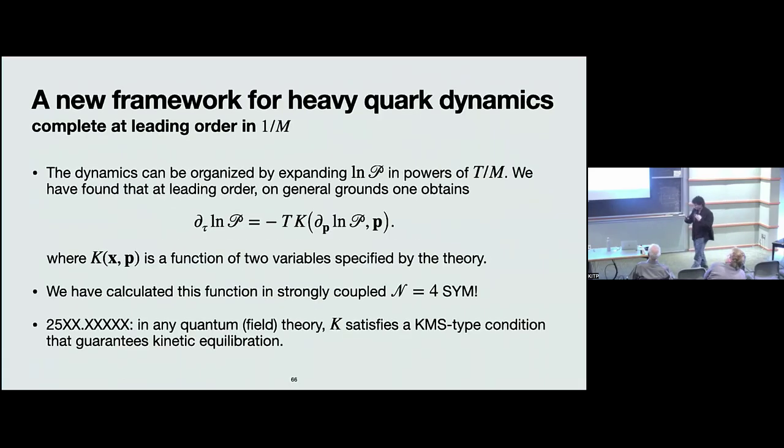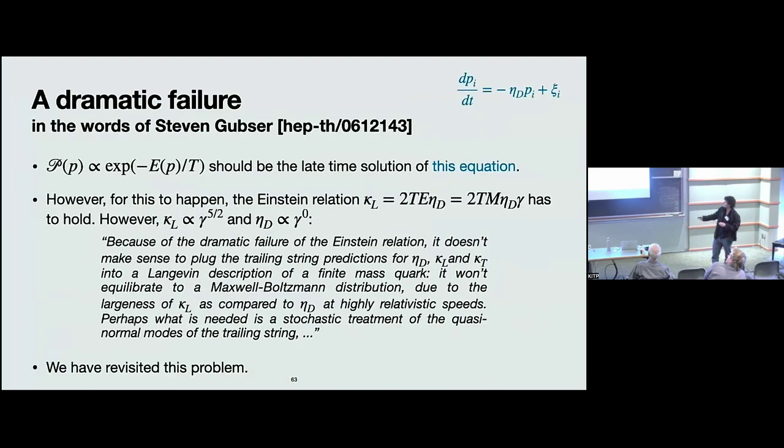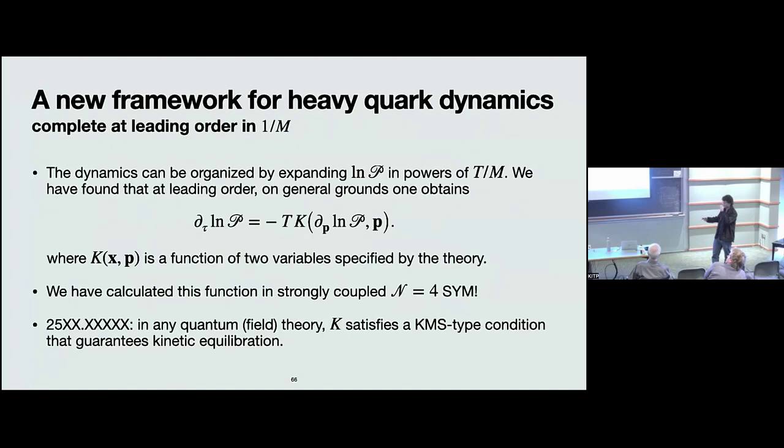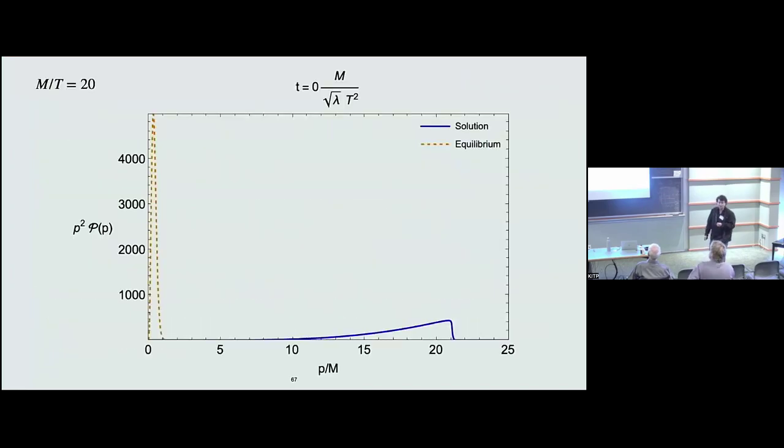The short answer is that, doing the same expansion that I showed you earlier, you can expand in T over M at the level of the exponent of the distribution, and you can get an evolution equation order by order in T over M. The hard part is that the first one is just highly nonlinear, and you need to sit down and think about it. But we've done that.